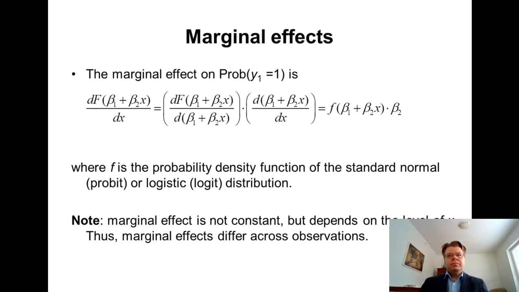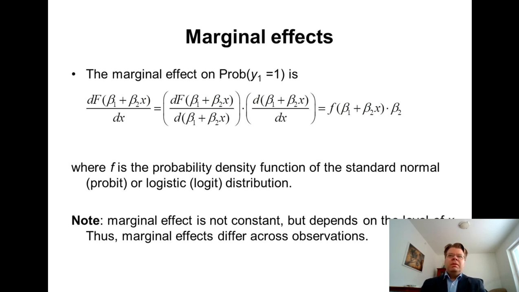So if you then take the derivative of this cumulative distribution function F with respect to x, notice that this is the formal way to derive the marginal effect. So using the rules of differential calculus, we find that the marginal effect in fact is the value of the density function at the point beta 1 plus beta 2 times x, multiplied by beta 2. So this also illustrates that the marginal effect is no longer the constant beta 2, but it also depends on this density function. And in the Probit model, for example, this density function is indeed a bell-shaped curve, which is close to zero in both tails and has the highest value at the expected value of the x.